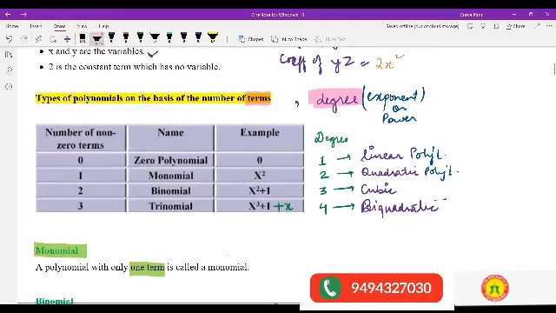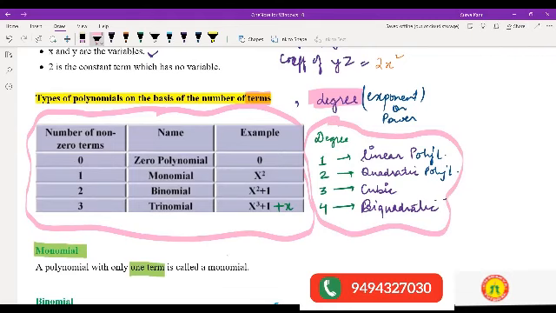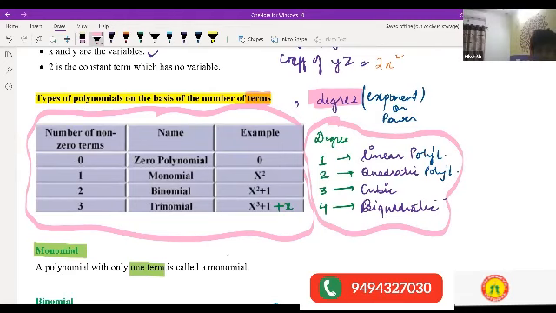So this is according to their terms. So if they have 1 degree or exponent, that means it's called linear polynomials. Right? Yes, yes. Like example, x plus 1. So degree is what? 1. Okay, sir. Or only x, degree is 1.